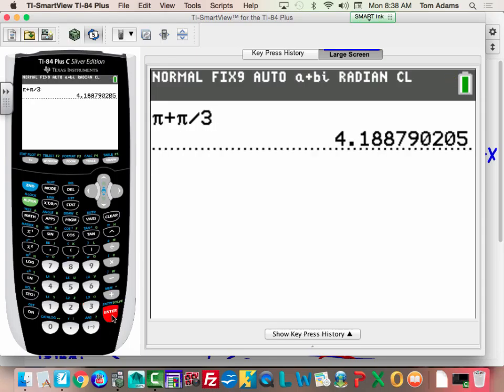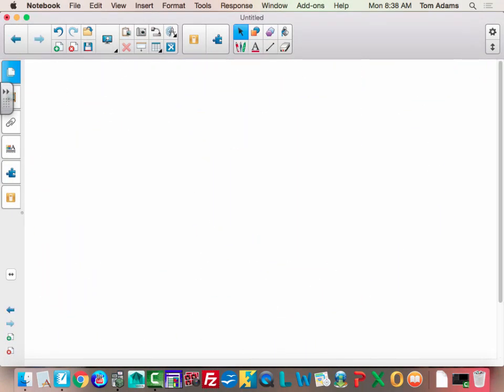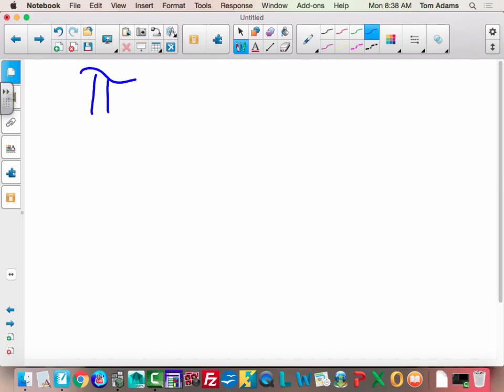So what angle is it? Pi plus pi over 3. Now let's simplify that a little bit. If I have pi plus pi over 3, pi is 3 pi over 3, so I want a common denominator. I'm going to multiply this by 3 on the bottom and by 3 on the top. What is that total?